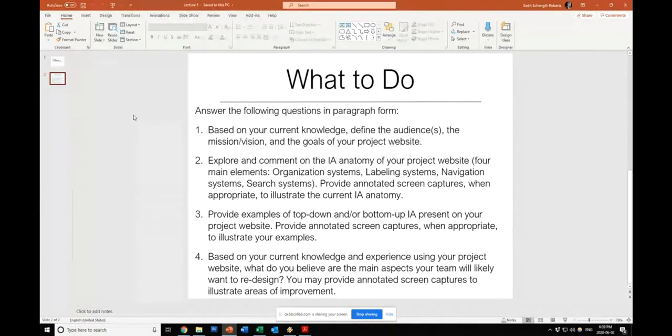with the existing website. And certainly, you have to think of this from the focus of the audiences that are coming to the website. So you don't want to redesign the website to make it better for you. You want to make it better in terms of the audiences that are coming to the website. And again, please provide annotated screen captures to illustrate areas for improvement.